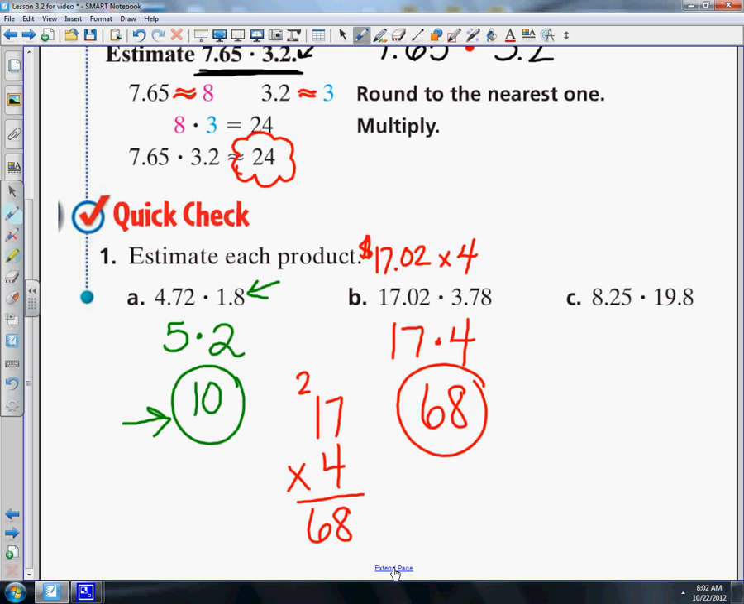So let's do, this one is 8 times 20. 8 times 20 is 160.